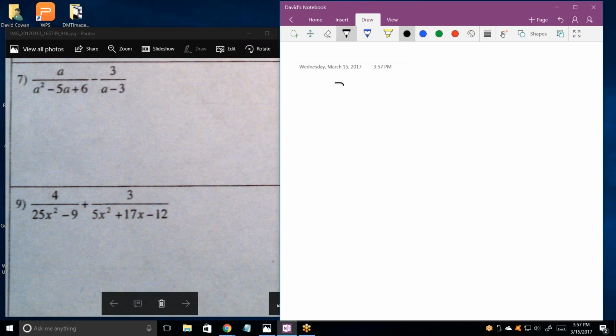We have a over, factor that. I'm not even going to write it because it's a quadratic. I know that I'm supposed to factor it. The next step I do is to figure out both signs. Both signs have to be negative. It's minus 3 minus 2. Okay.